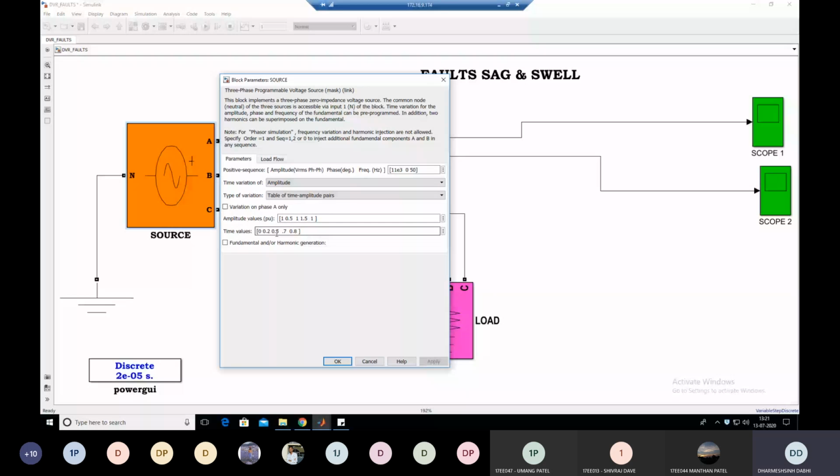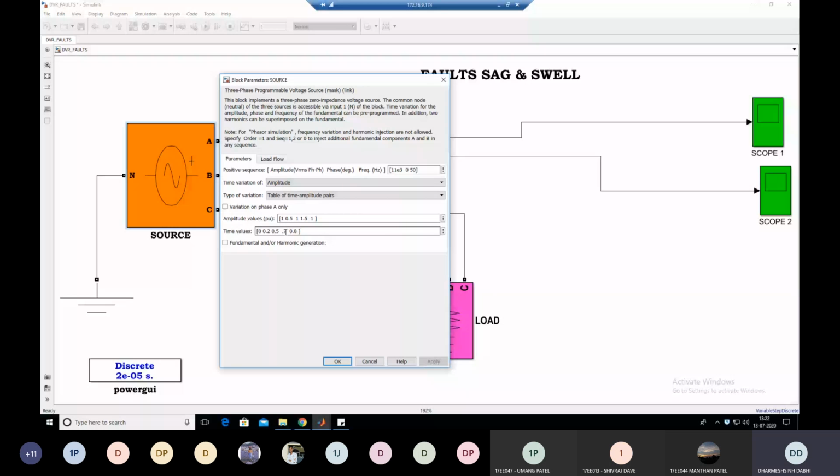At 0.5 second, it becomes 1 per unit, or you can say that it is the rated value. At the fourth time, 0.7 second, the voltage becomes 1.5 per unit. It means that it creates a voltage swell or over voltage condition at 0.7 second, and that remains up to 0.8 second, because at 0.8 second again the voltage amplitude becomes 1 per unit. So by changing the amplitude in this vector and by changing the time, you can make a voltage sag or voltage swell at any duration of time.